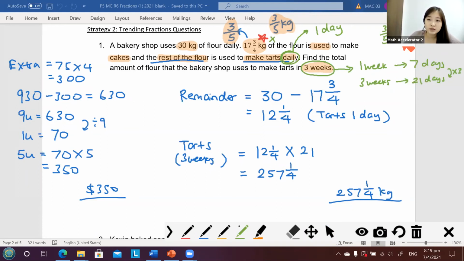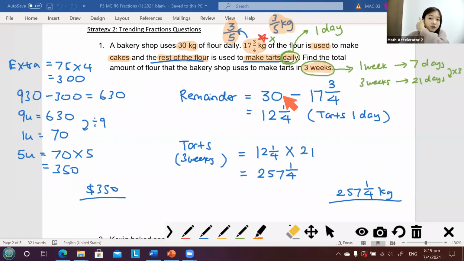Or you can take 30 divided by 5 to find 1 unit and then you times 3. So it's different. One of them means a fraction of what you have. The other one, with the units, is telling you this is the actual amount used.